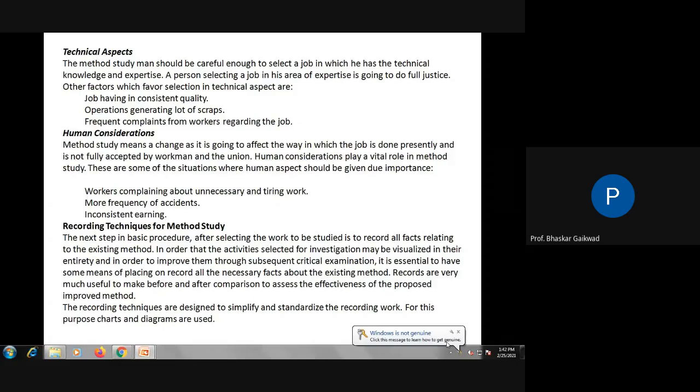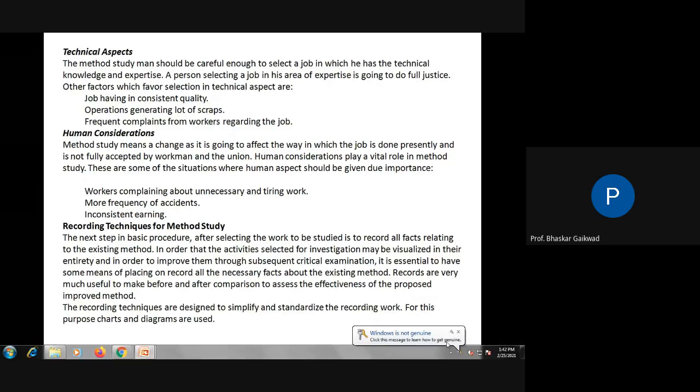So this recording technique actually requires methods, in order that activities selected for investigation may be visualized in their entirety and improved through the subsequent critical examination. Critical examination means what? You have to ask a number of questions to yourself. Why is this operation required? Who will do this operation?